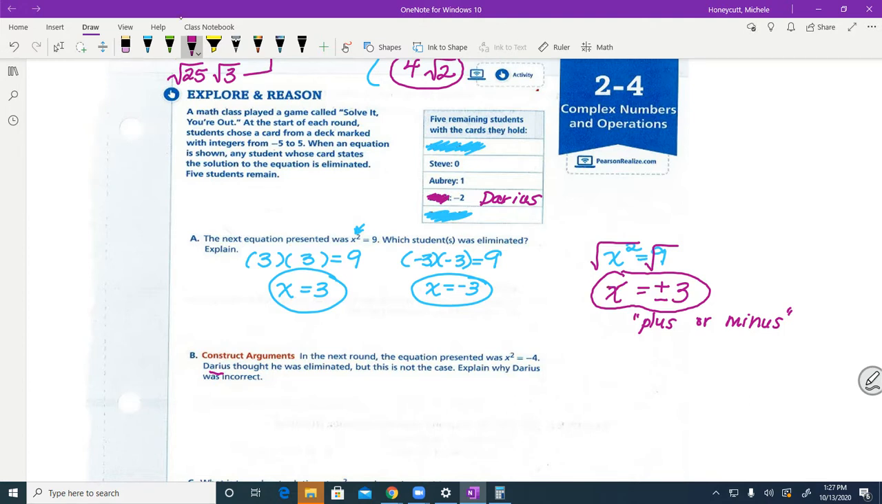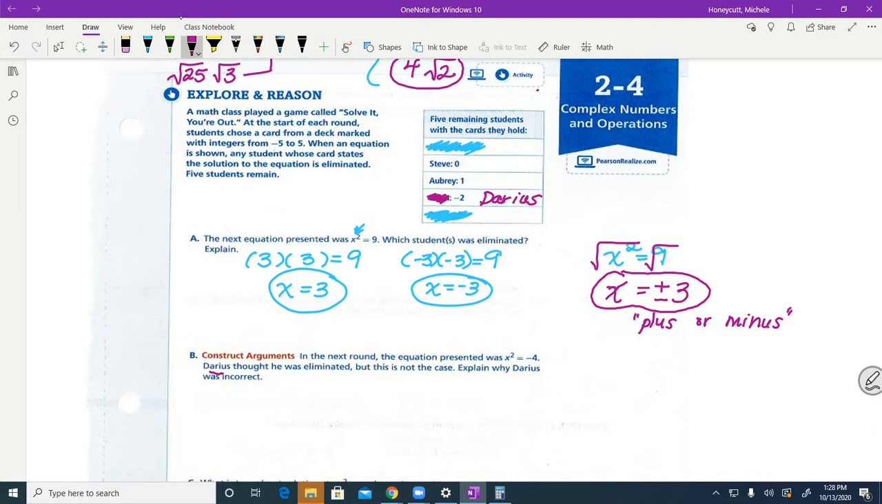In the next scenario, in the next round, the equation presented was x squared equals negative 4. Darius thought he was eliminated, but this is not the case. Explain why Darius was incorrect.